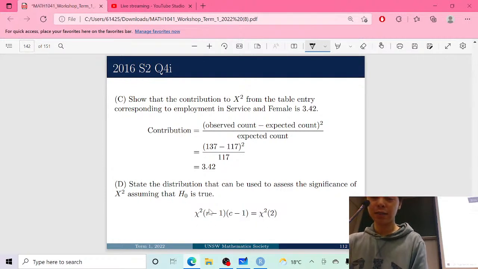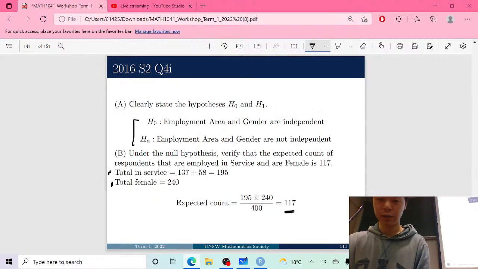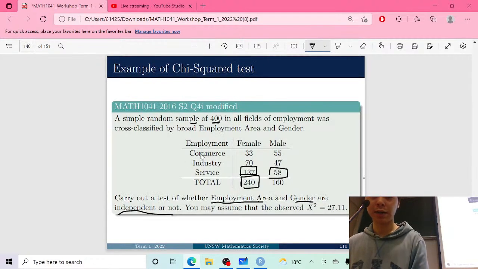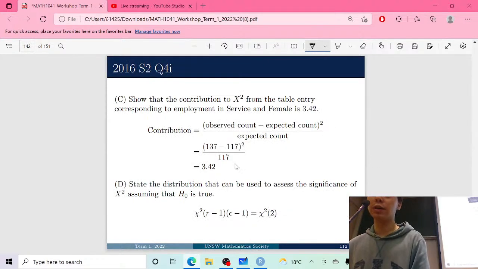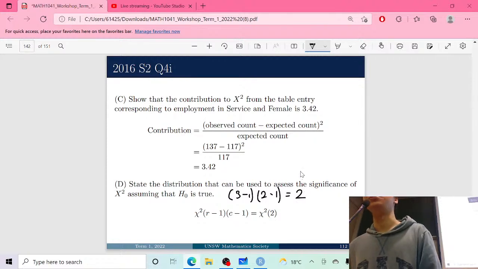Here, r is equal to the number of rows. So if we go back to the previous slide, it's going to be the number of rows, so it's going to be 3. And then here, it's going to be the number of columns, which is 2. So if we compute this, we get 3 minus 1 times 2 minus 1, which is 2. So your degrees of freedom is going to be 2.